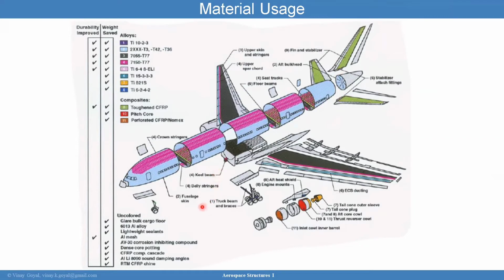So again, you can map everything and really try to draw a map of materials and what gives you the best performance and how to increase durability. Here in this engine, you can see many different materials being used, and you can see titanium as an example. You can see perforated Nomex core, and you can see pitch core. So a lot of composites here.